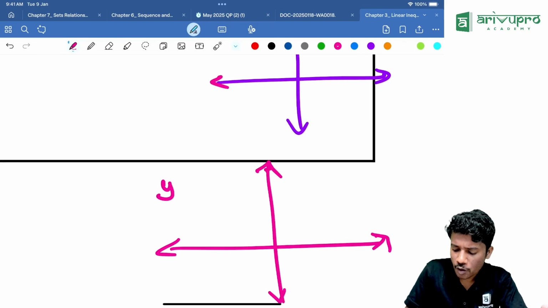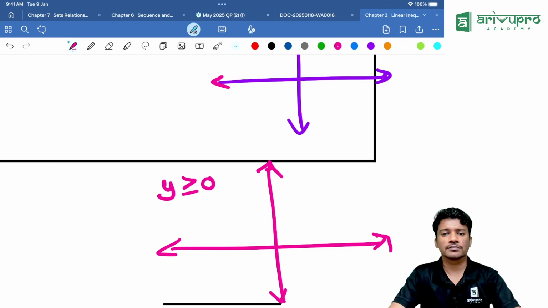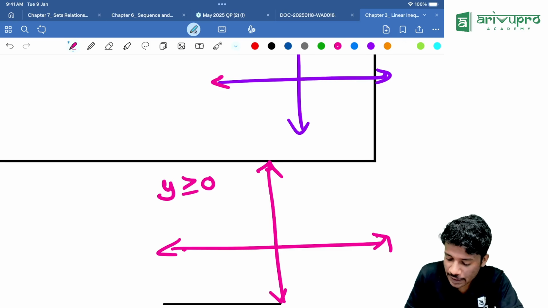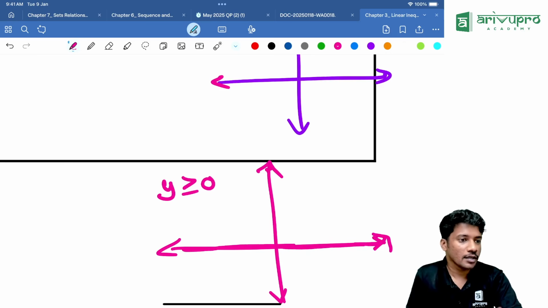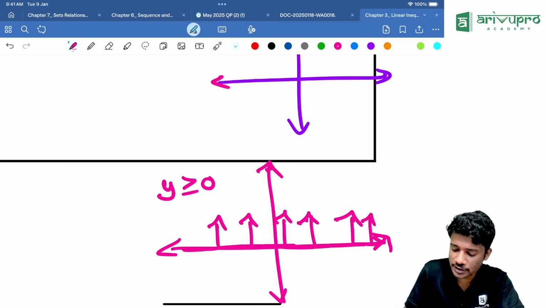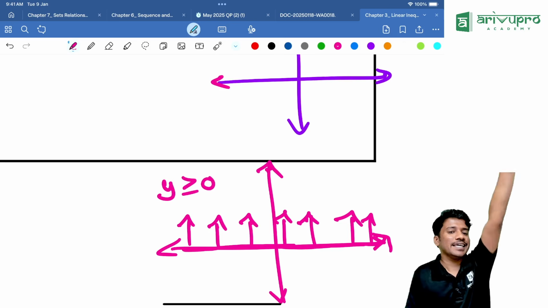And they are telling y greater than or equal to 0. Y greater than or equal to 0, what does that mean? Where will be the area of the graph? Above this will be the line, right? The graph will be when y is equal to 0. Y is a constant means it will be lying on the x-axis. Y is greater than or equal to 0 means it will always be above the x-axis.